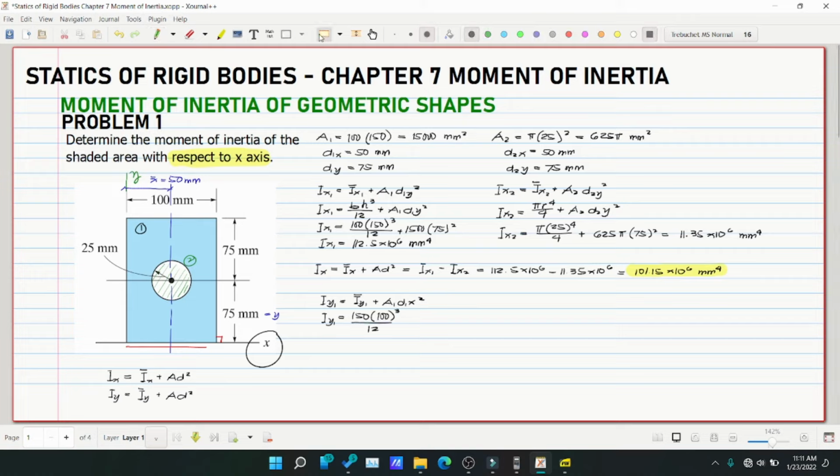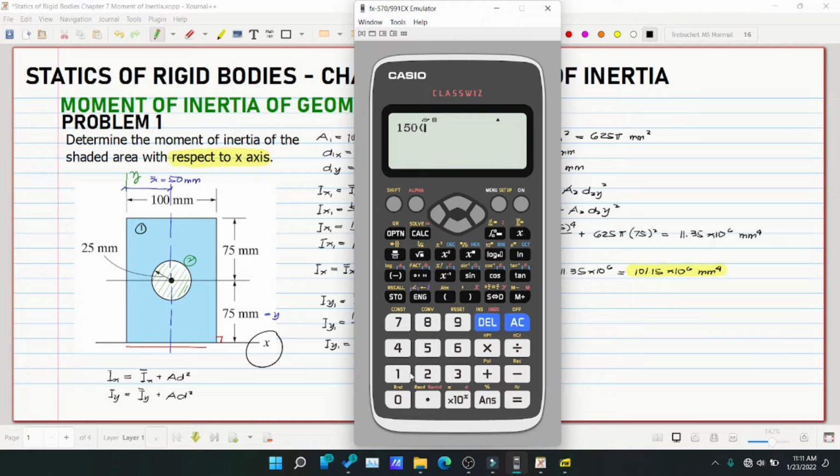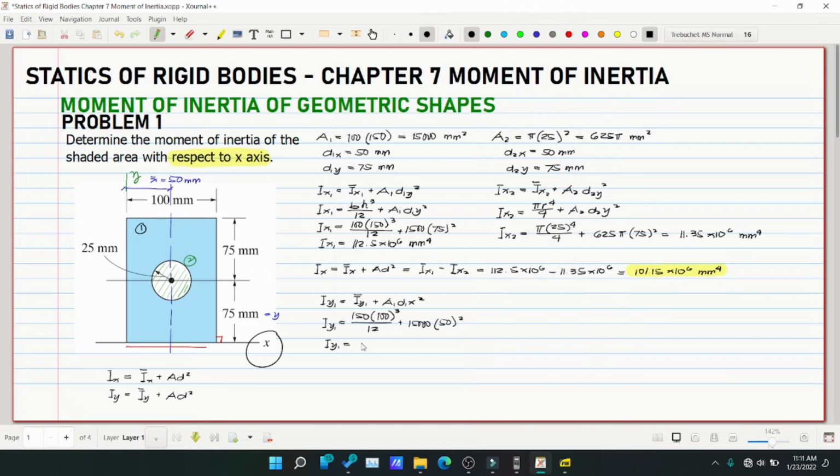So siya ngayon yung magiging height, yung 100. Then, over 12. Okay? Then, pareho pa rin ang area. Ang area natin ay 15,000. Pero, magbabago na yung ating D. So, ang D na natin is D1X. So, that is 50. Then, squared. So, Iy1. So, 150 times 100 cubed over 12 plus area 15,000 multiplied by 50 squared. Okay, so 50 times 10 raised to 6 millimeter to the 4.